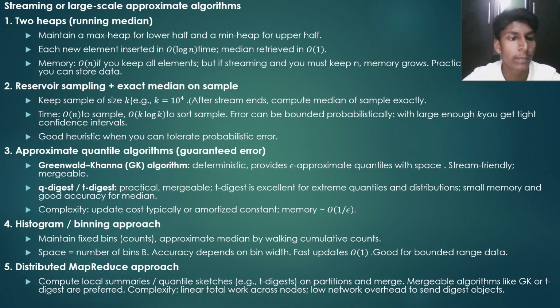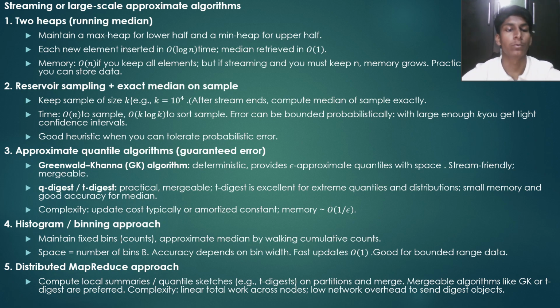Then there is the histogram or binning approach. Maintain fixed bin counts and approximate the median by walking the cumulative counts. Space equals the number of bins B, and accuracy depends on bin width. Updates are fast, O(1), and it is good for bounded range data.